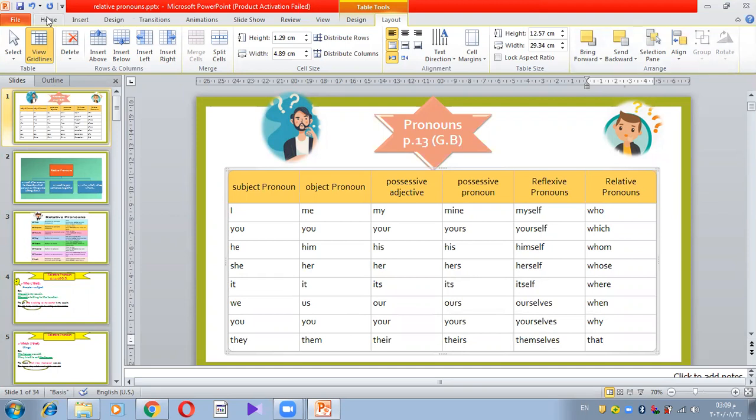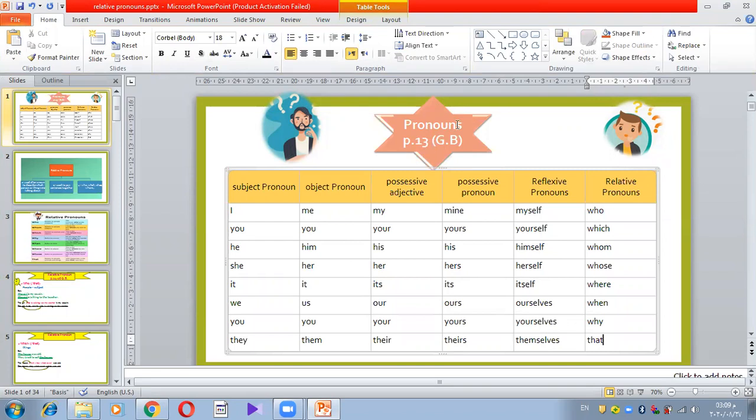Do you remember this picture, guys? Do you remember pronouns? We have taken this in earlier sessions. So we said that pronouns could be subject pronouns, object pronouns, possessive adjectives, possessive pronouns, reflexive pronouns, and we are going to take relative pronouns today. That's our session today.